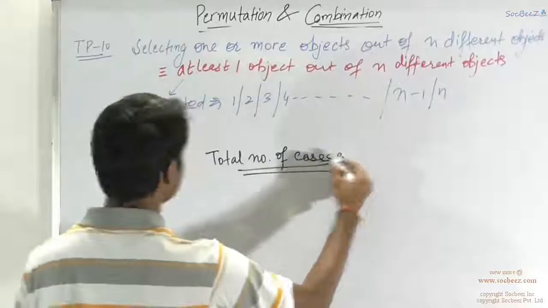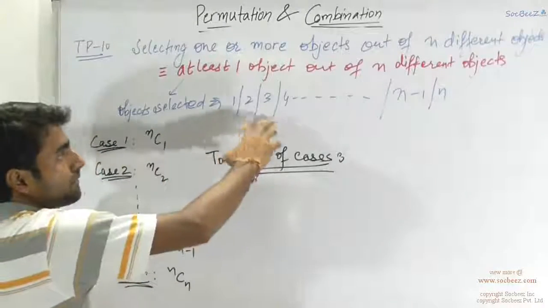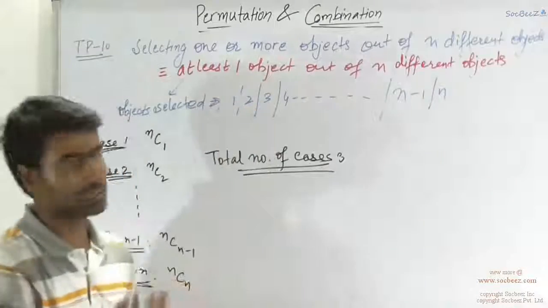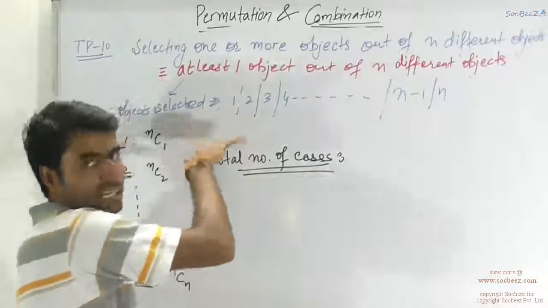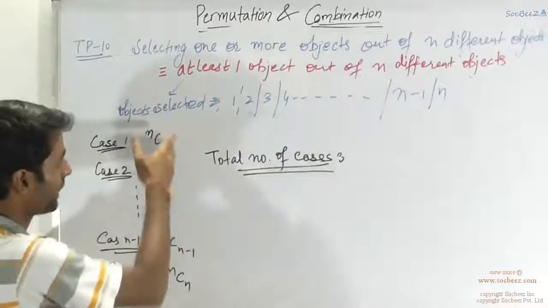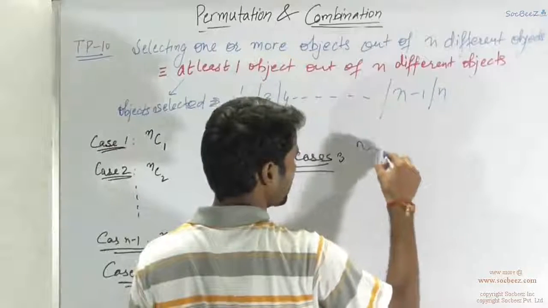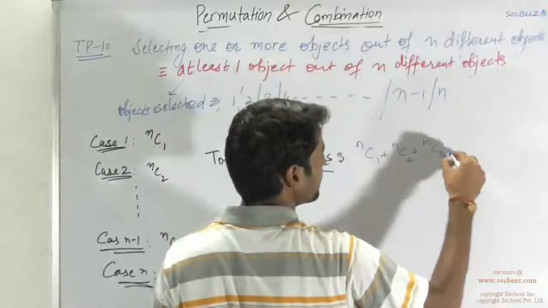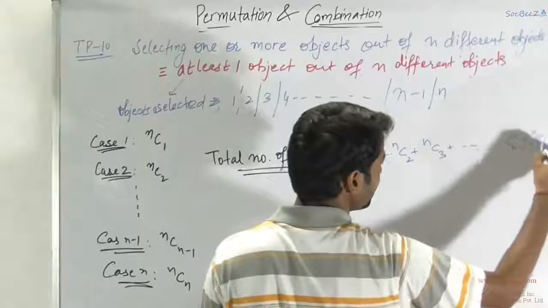So the total number of cases would be the summation of all these, because they are all different sets. Because choosing one element and choosing two elements are not the same case. They can't coexist with each other. Either you would choose one element, or you would choose two elements. So you would apply the fundamental principle of counting and add all these possibilities. So this would be NC1 plus NC2 plus NC3, and this would be continued till NC n minus 1 plus NCn.